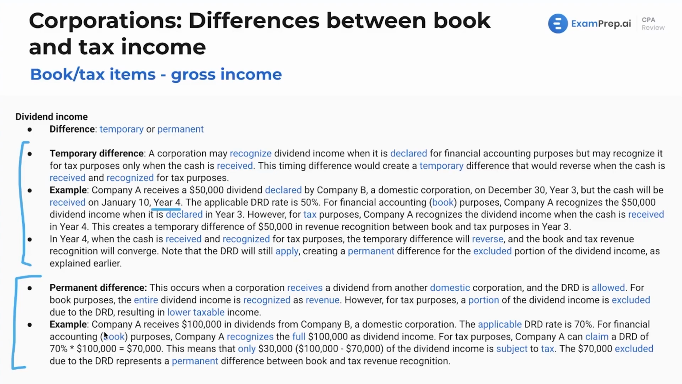And let's dive right in now. Because of the DRD, it's going to be a lower taxable income always. Company A receives $100,000 in dividends from Company B, which is a domestic corporation. Here, our DRD rate is 70%. For financial, accounting, or book purposes, Company A recognizes the full $100,000 as dividend income. Now, for tax purposes, Company A can claim a DRD of 70% times $100,000. That is $70,000. That means that only $30,000 of the dividend income will be subject to tax. This $70,000 excluded is going to be a permanent difference between book and tax revenue recognition.